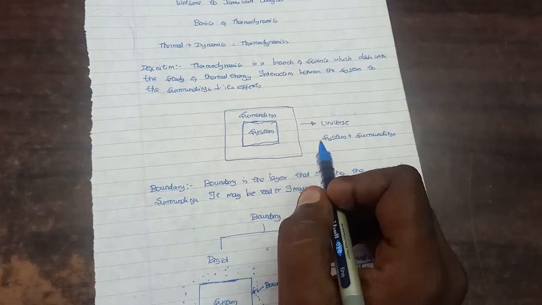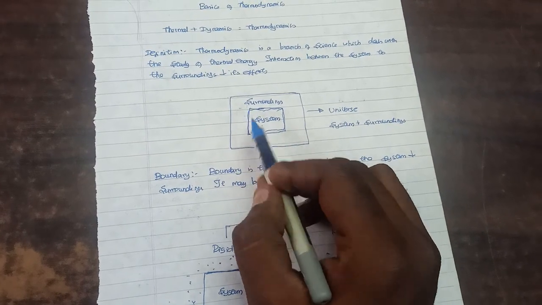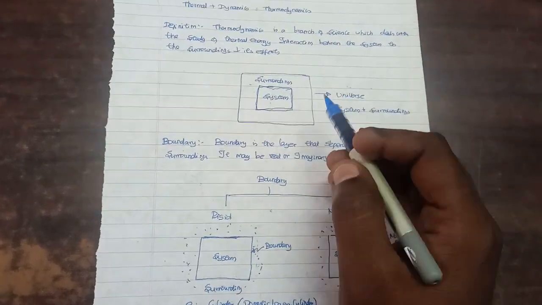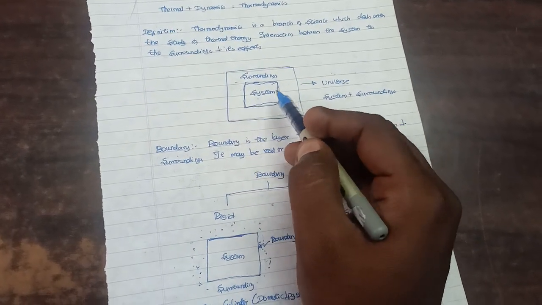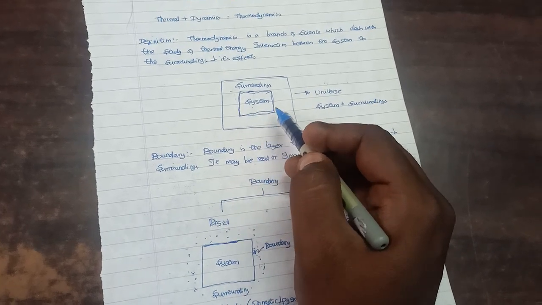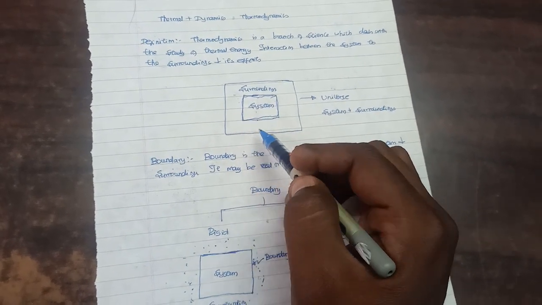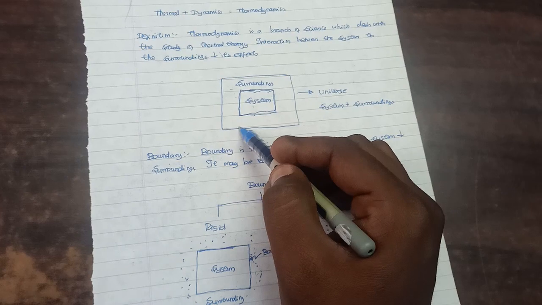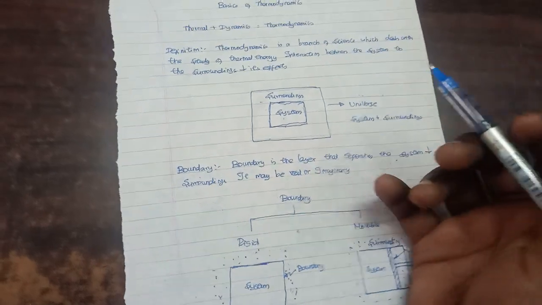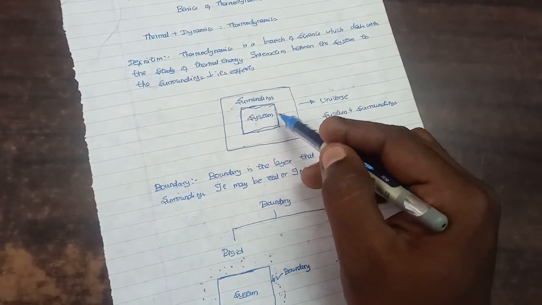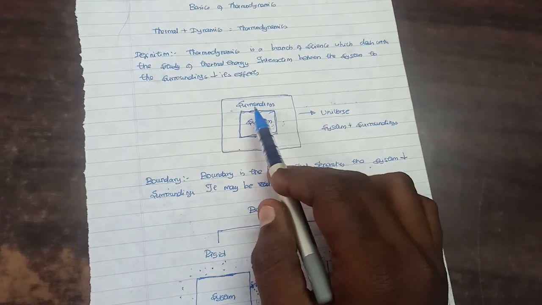First we should be clear with these terms. One is system, second is surroundings, third is boundary. What is a system? A system is a zone or any particular part where the whole study is carried out, and surroundings are the area which surrounds the system. We can take the surroundings to the extreme end or to the nearest point next to the system. Anything apart from the system is called surroundings.